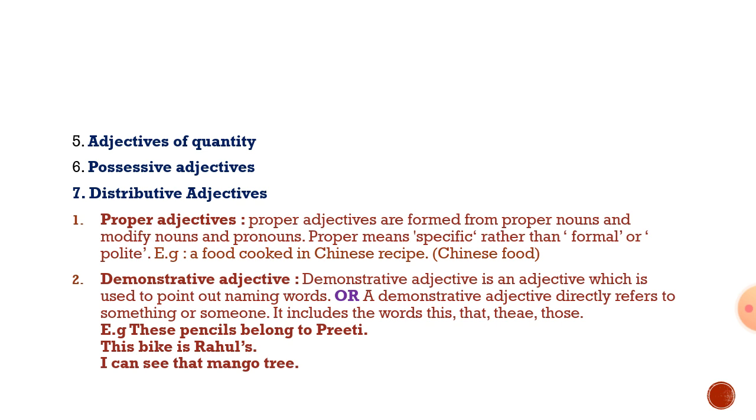Here the word these points out whose pencils they are. In the second and third examples, the words this and that are adjectives since they describe bike and tree respectively. The word this points out which bike is Rahul's and the word that points out which mango tree I can see. This, that, and these are demonstrative adjectives.